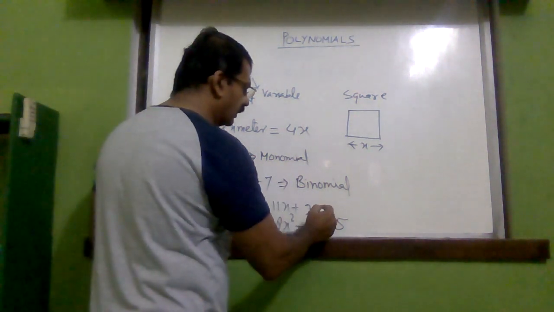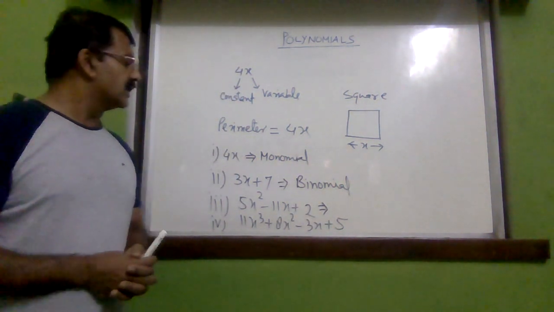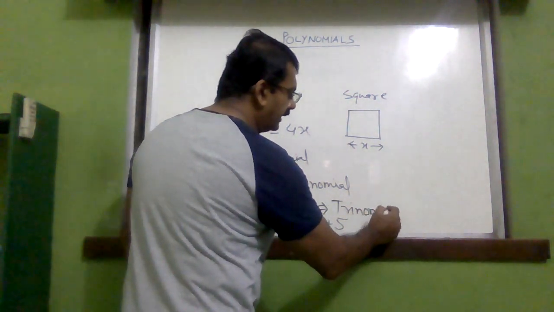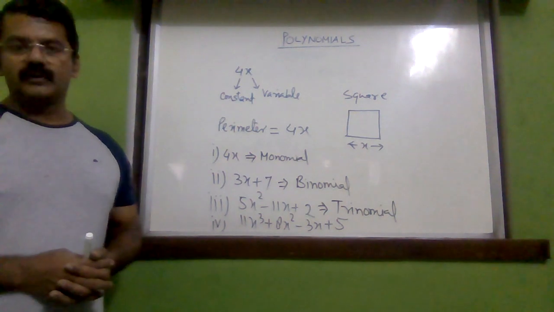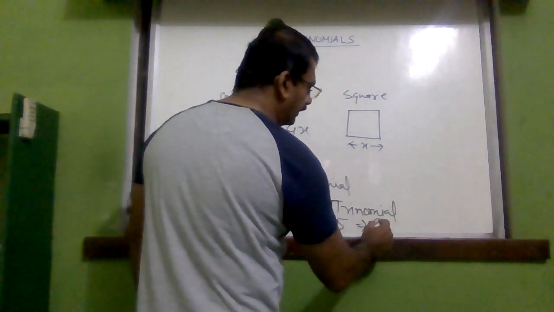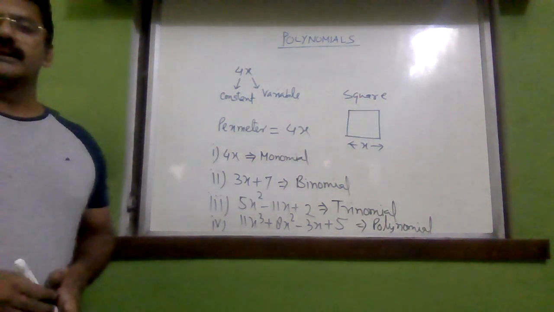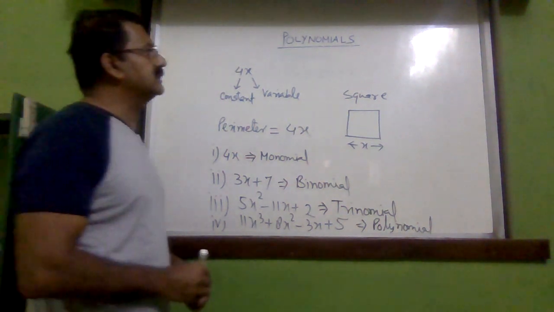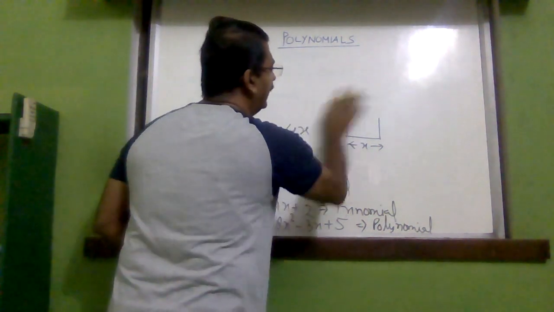Similarly, the third one, as there are three terms and they are connected by negative and positive signs, it is called a trinomial. Okay, and the last one, it has got four terms, so simply we can call it a polynomial. Is it clear? Now I'll discuss what the degree of a polynomial is.